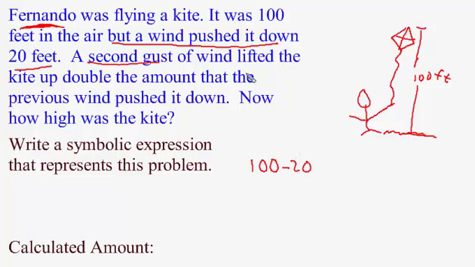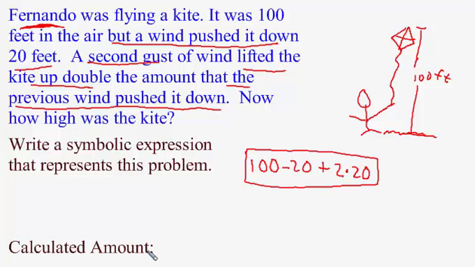And then a second gust of wind lifted the kite back up, but double the amount that the previous wind pushed it down. So if the previous wind pushed it down 20, the amount that it goes up, so I'm going to add to its height, double the amount, which is twice the amount, so 2 times, that the previous wind pushed it down. Well, the previous wind pushed it down 20. So the second gust of wind lifted the kite double the amount that the previous wind pushed it down, so that would be double the 20 feet. So this would be the symbolic expression that represents the problem. Then the calculated amount would represent how high was the kite now.